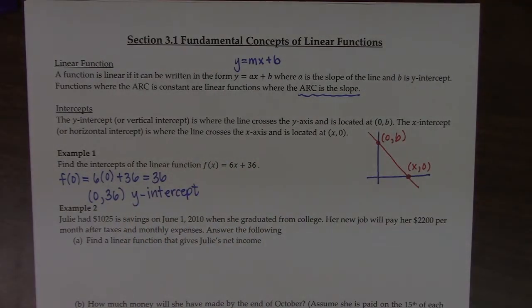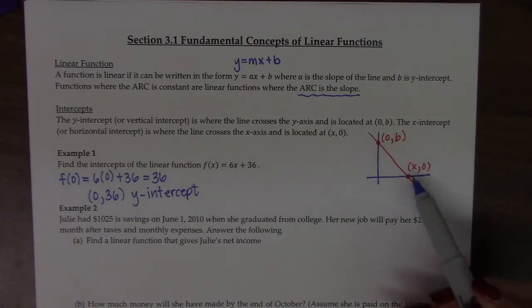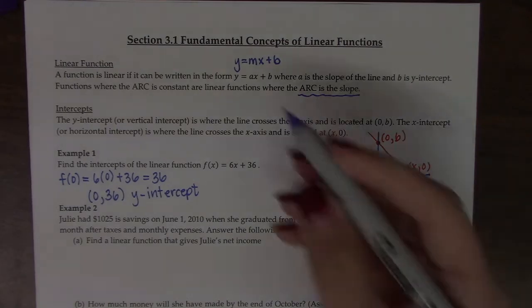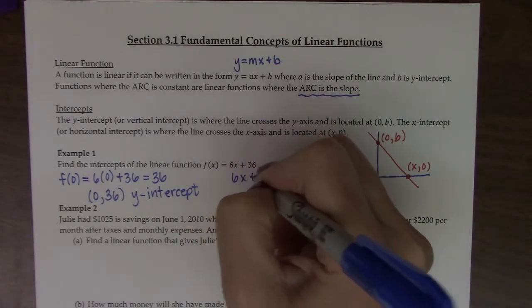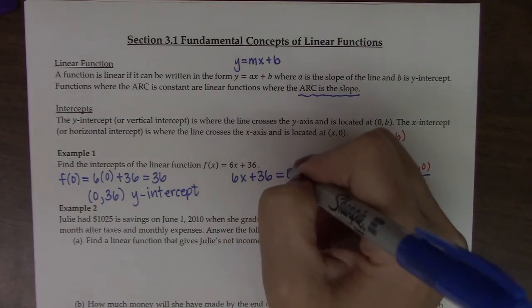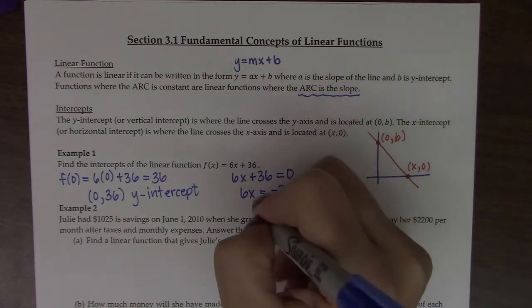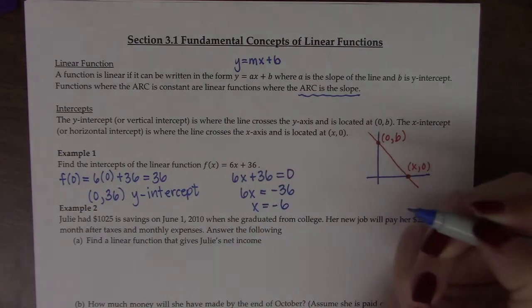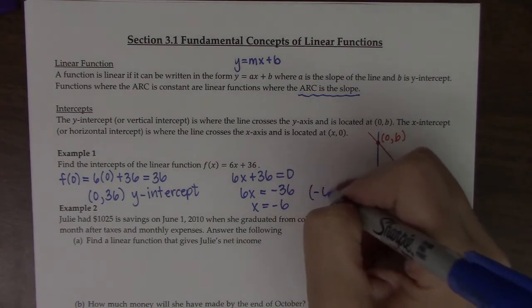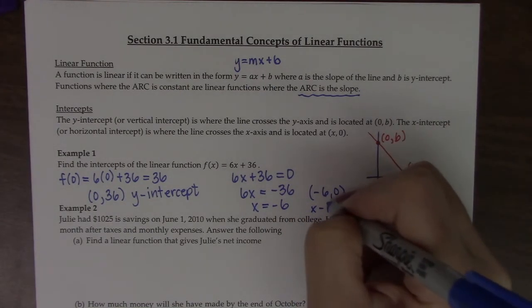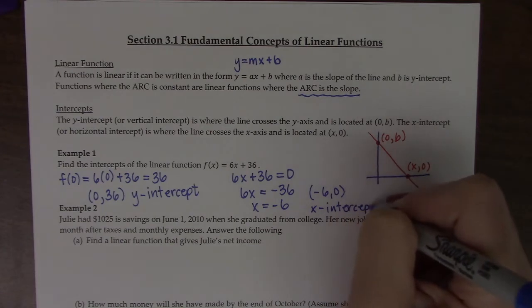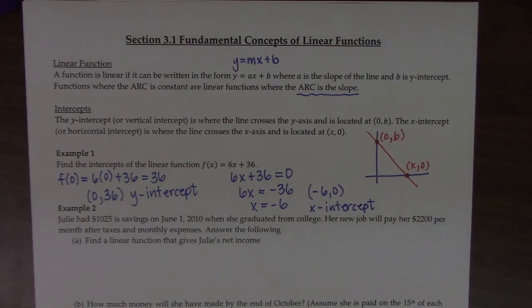If we want to get the x-intercept, that means we set the function equal to 0, because y is 0. So 6x plus 36 equals 0. 6x will equal negative 36, and x will equal negative 6. So (-6, 0) is the x-intercept of this line. You just want to make sure when you're doing problems that you don't mix up the x and y intercepts. And I find that drawing a little sketch helps me keep it straight.